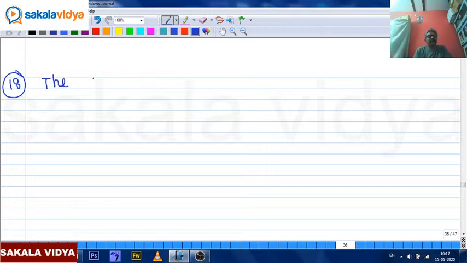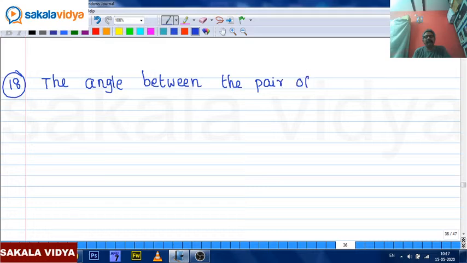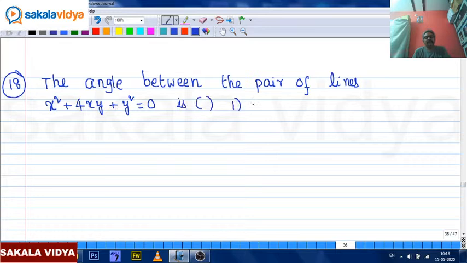The angle between the pair of lines x square plus 4xy plus y square equals to 0 is: first option 30 degrees, second option 45 degrees, third option 60 degrees, fourth option 90 degrees. This is the question.